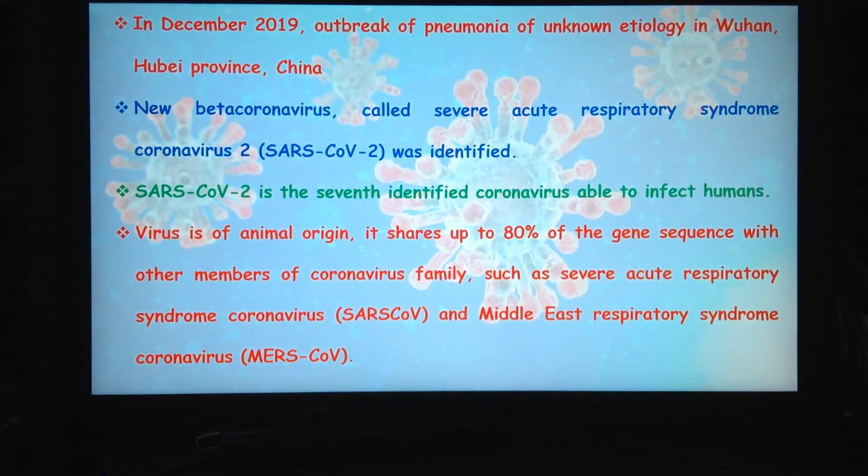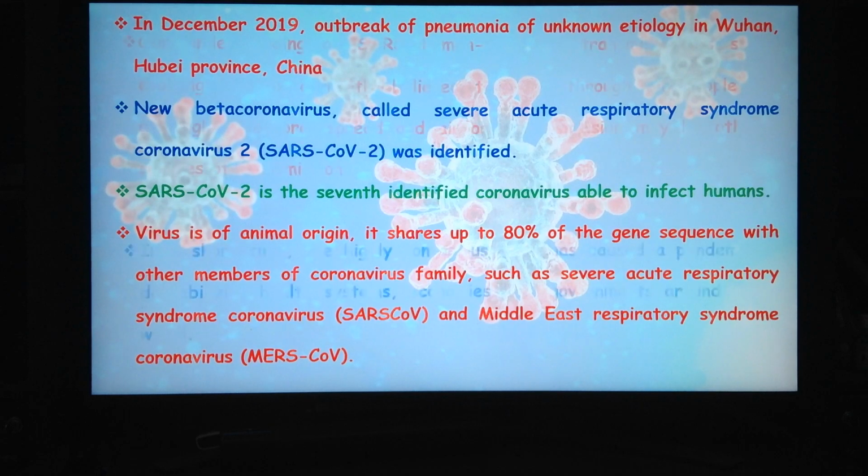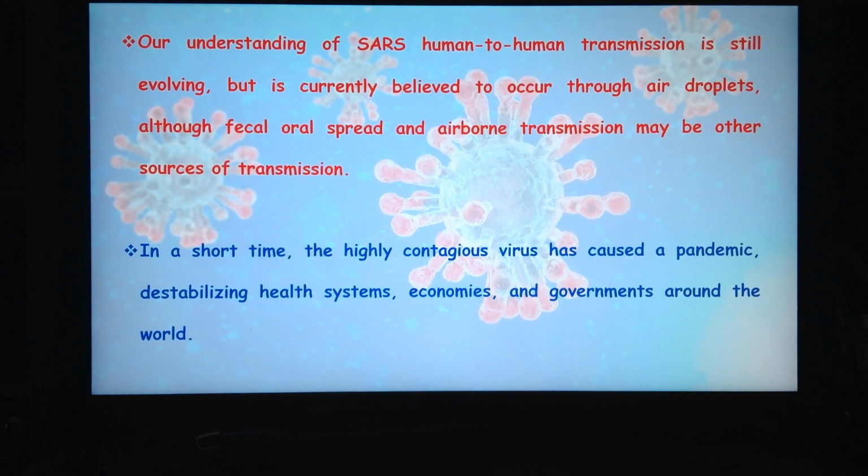As we all know, in December 2019, there was an outbreak of pneumonia of unknown etiology in Wuhan, Hubei province, China, and the virus was identified as SARS-CoV-2, which is the seventh identified member of the coronavirus family, and it shares 80% of the gene sequences with other coronavirus family viruses such as severe acute respiratory syndrome coronavirus and Middle East respiratory syndrome coronavirus. SARS-CoV-2 is now known to transmit from human to human, though the virus is of animal origin.